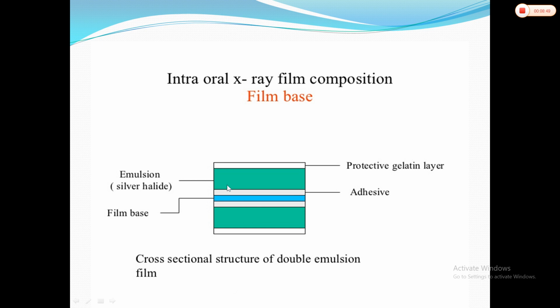This emulsion is made of silver halide crystals, that is silver bromide and iodide, which are sensitive to X-rays and visible light also. When these particles are exposed to X-rays, they change chemically and form a latent image. When we develop the film, this latent image converts to a radiographically visible image.